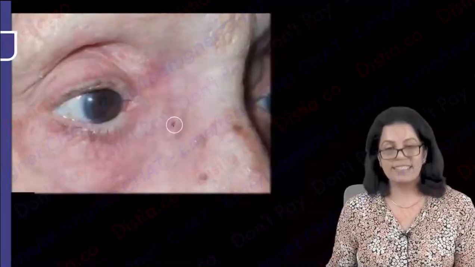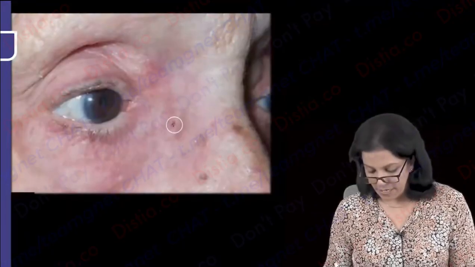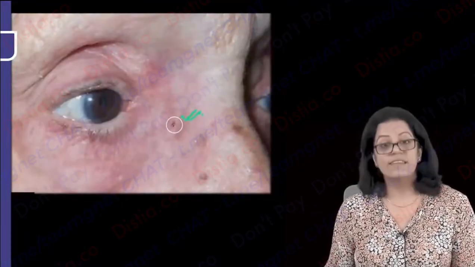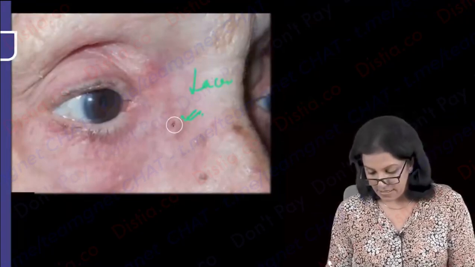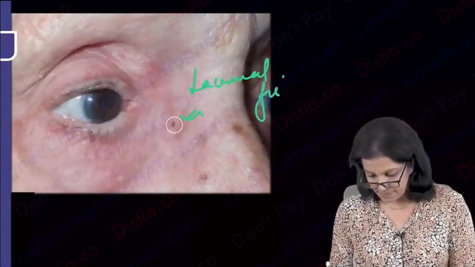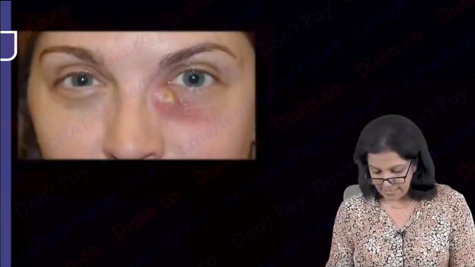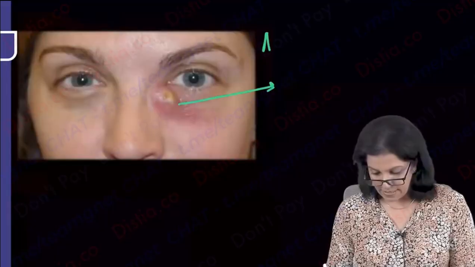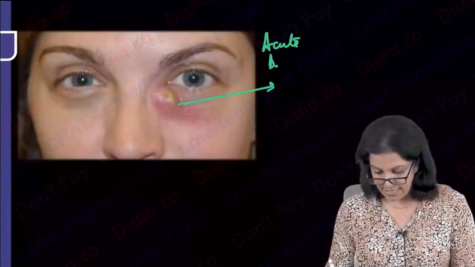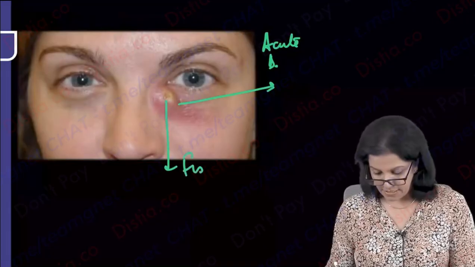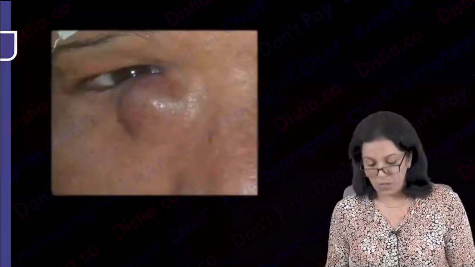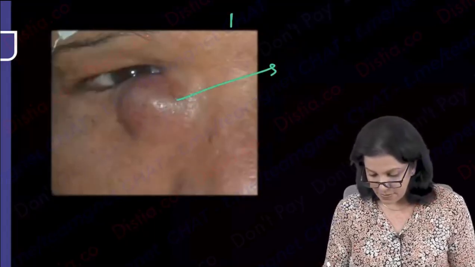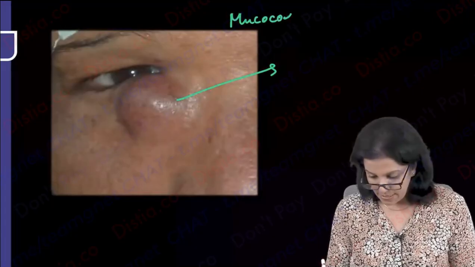What you see here is a fistula which is opening on the skin after acute dacryocystitis. Okay, so this is the lacrimal fistula. Here again, this is the patient of acute dacryocystitis, and what you can see here is again the fistula formation. Lacrimal fistula. Look here, this is your mucocele, cystic swelling filled with mucus. So this is your mucocele formation in chronic dacryocystitis.